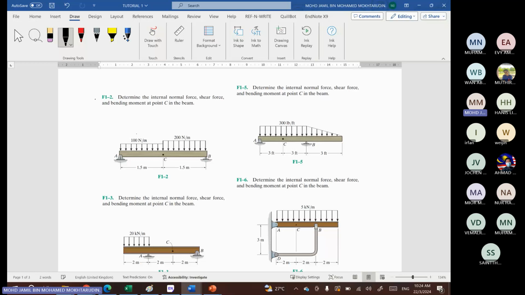You have distributed load 100 Newton per meter at one side of the beam, and on another side it's 200 Newton per meter. So the same rules, you need to determine the reaction forces at point A and point B. Draw the free body diagram, determine the reaction forces, and then you potong dekat point C, okay? You potong macam Wei Jin cakap, potong. Okay, so let's try do this question.